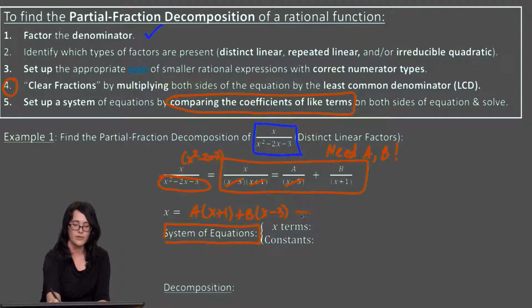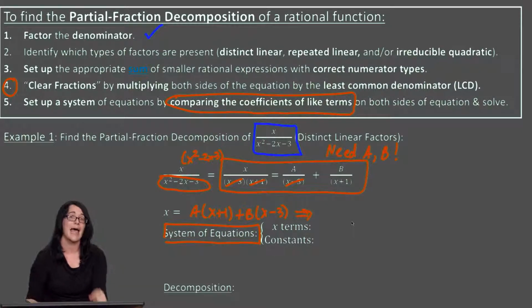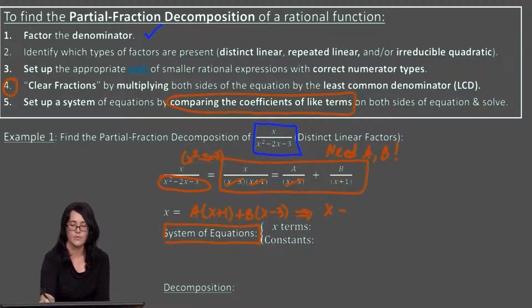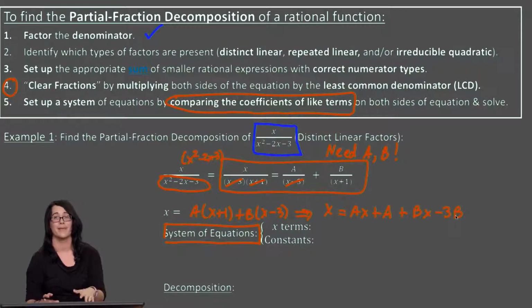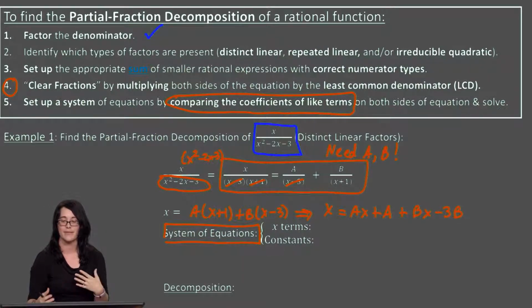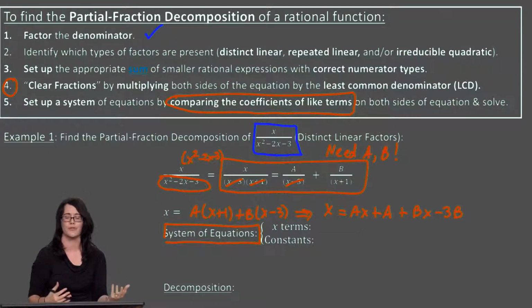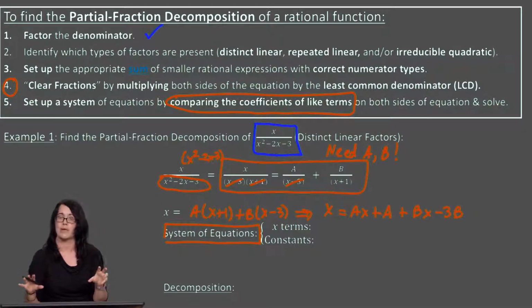Well, if I were to go back to the equation that we have, and I were to distribute the a and the b, look what we'd have. x equals ax plus a plus bx minus 3b. Now it might be more helpful for you to think of these x's, a's and b's as triangles and squares. Sometimes if you think of it that way, it's easier to see what's going on.